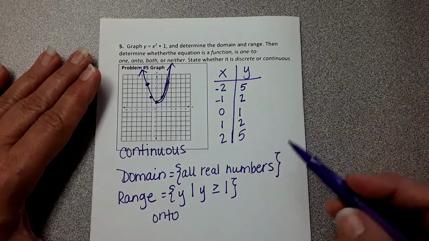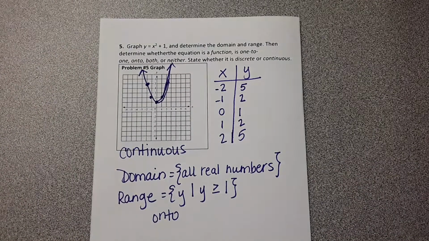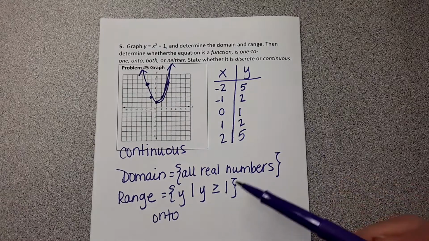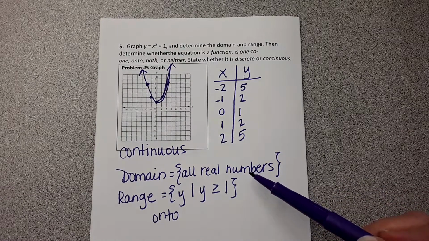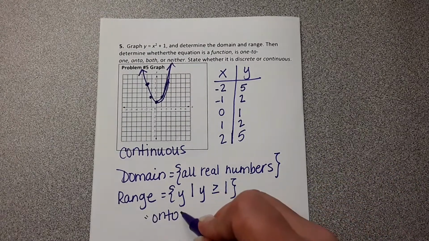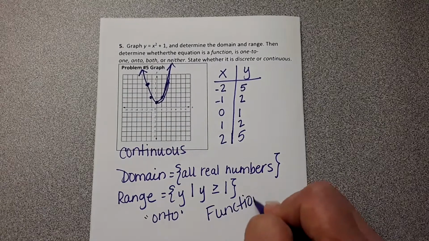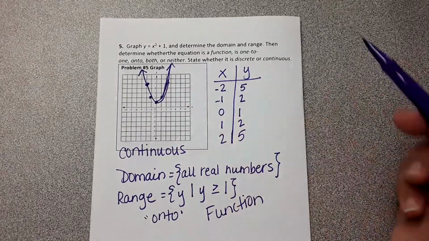And because the domain fits perfectly, each element of the range corresponds to an element of the domain. So each range corresponds to this. It's an onto, and you guys, it is also a function. Anytime your parabola or your graph opens up, you guys, it's going to be a function.